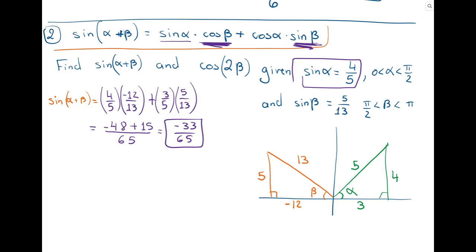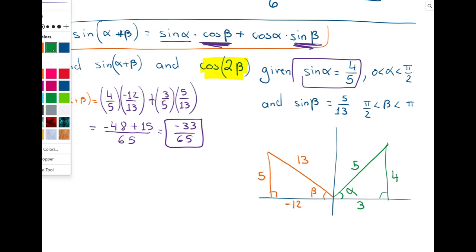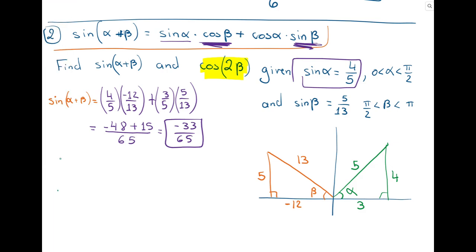Now I still need to find, remember we also had to find what cosine of 2 beta was, right? So let's do that now. So cosine of 2 beta. So we need to remember the double angle for cosine. And remember, we have 3 different versions. So I'm just going to use one of them.